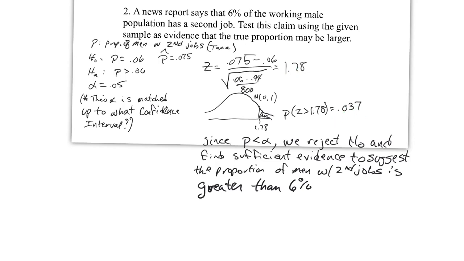This probability is 0.037. In our conclusion and context, since the p-value is less than our alpha, you could say 0.037 is less than 0.05, but you've shown both numbers. We reject H naught and find sufficient evidence to suggest the proportion of men with second jobs in Tama is greater than 6%. On to the next problem.